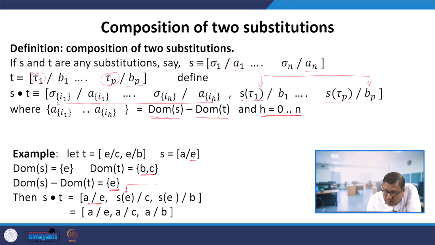In the T part, how many variables are there? T has two variables, so there will be C and B as they are, and in the tau part we are going to make the substitution. So you are going to write S of E and S of E. S of E is given as A, so it will be A and A. This is already there, S is E replaced with A. So then S composition T is E replaced with A, C replaced with A, and B replaced with A.